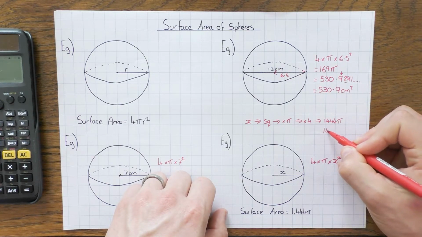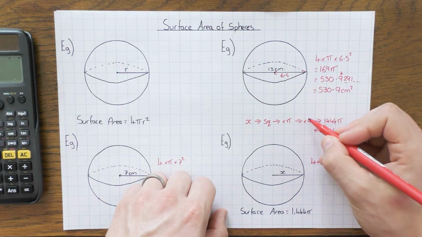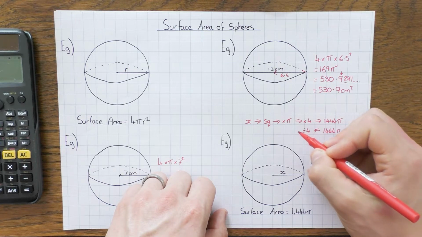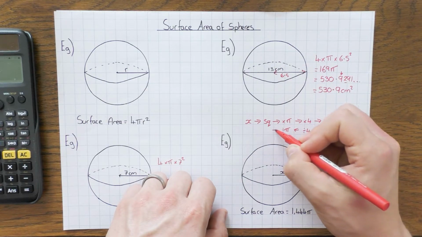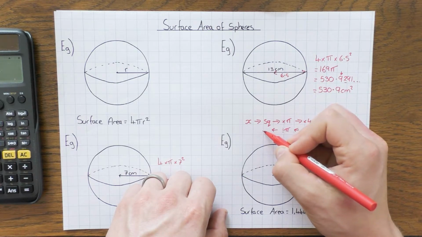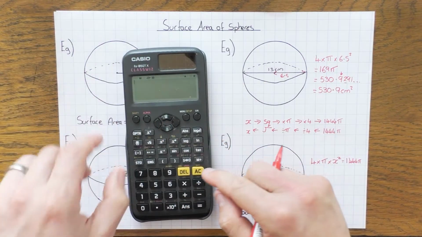And then all I do is go backwards. And when I go backwards, I do the opposite. So instead of timesing by 4, I divide by 4. Instead of timesing by pi, I divide by pi. And instead of squaring a number, I do the opposite and square root, and I get back to x. So let's have a look what we get.